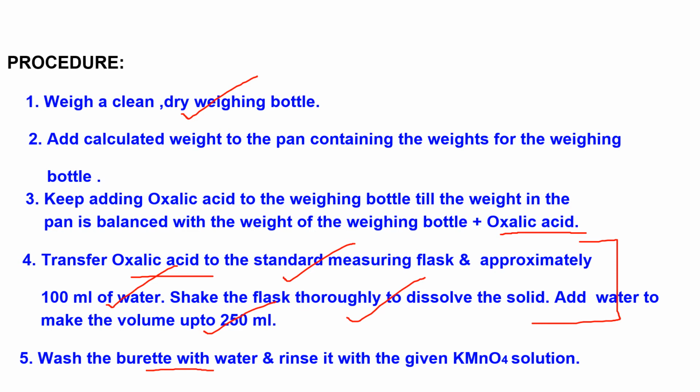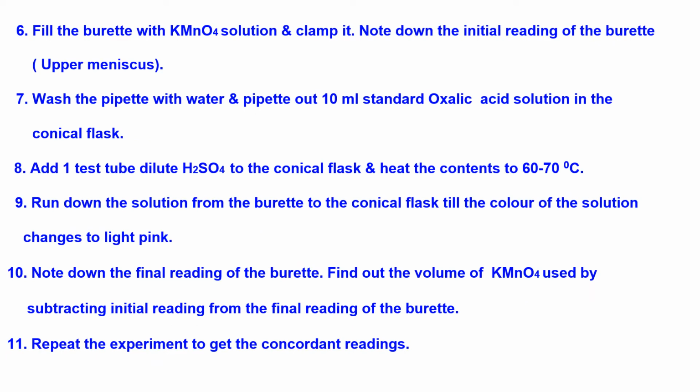Then we wash the burette with water and then rinse it with the chemical which is to be filled in it, KMnO4 in this case. Fill the burette with KMnO4 and note down the initial reading, 0. Wash the pipette or the other burette with water, and then you take 10 ml of standard oxalic acid solution using it in the conical flask.